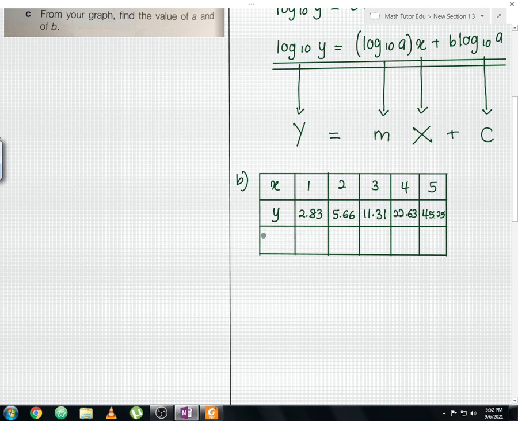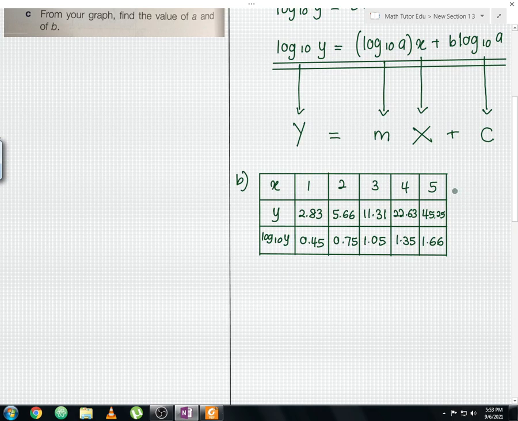So from here we are including the new row for log 10y. So this y value, you log it with respect to the base 10, you should get 0.45, and then followed by 0.75, and then followed by 1.05, and then continue with 1.35, and then the last value is 1.66. So why I'm asking you to do this, so that it will be easier for you to plot the graph, guys. Since the question asks us to plot the graph of log 10y versus x-axis. So once you have already made a table, now you can proceed to plot the graph.